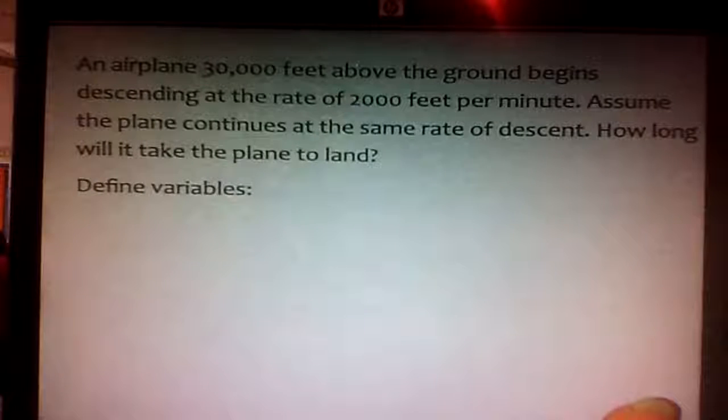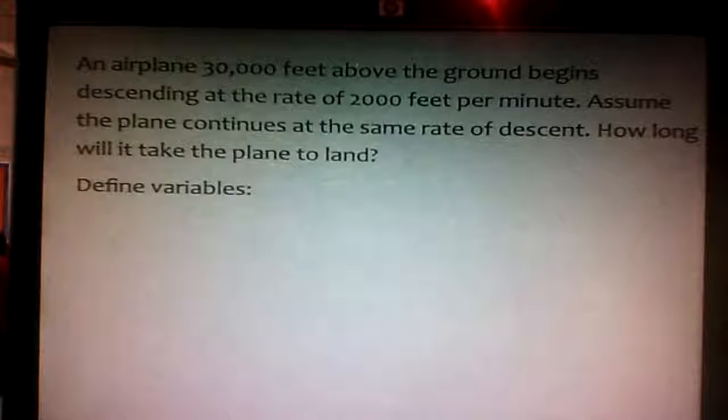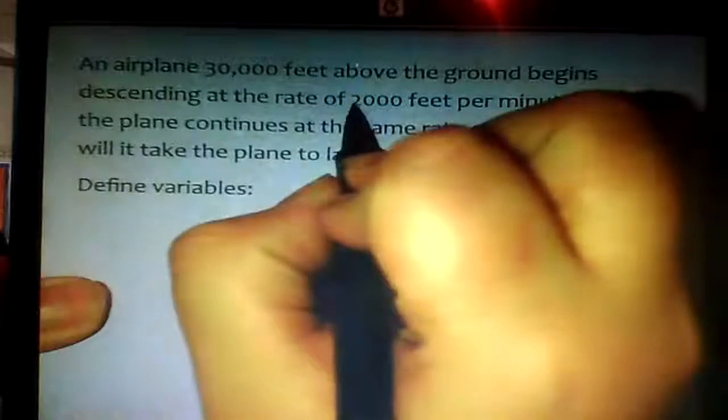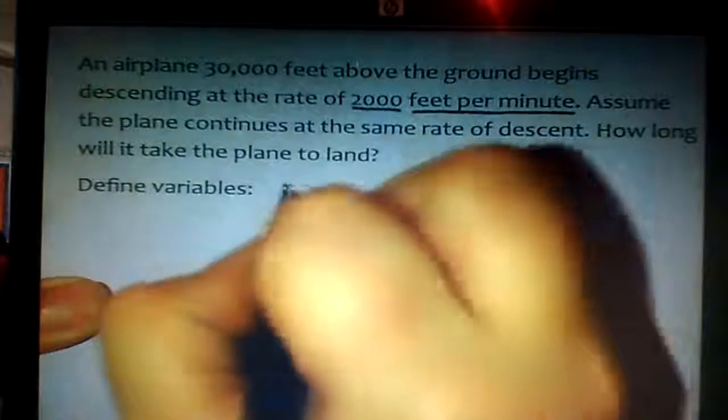All right, an airplane is 30,000 feet in the air, and it's beginning to descend at a rate of 2,000 feet per minute. So, what is the value that's not going to change? 30,000 feet. Okay. What tells you that 2,000 is your slope? Feet per minute.